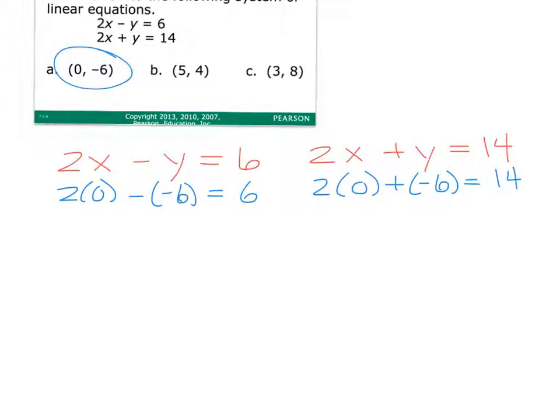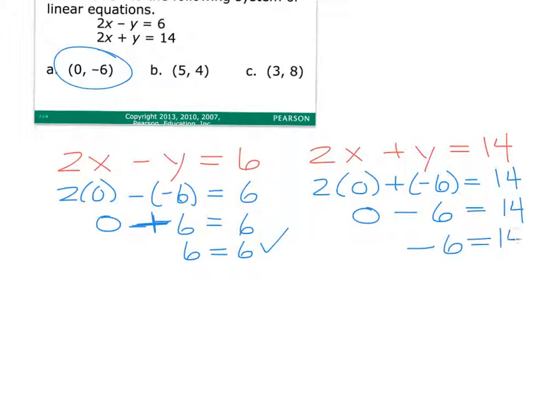So if you look at the first example, 2 times 0 is 0. 0 minus negative 6 is the same thing as 0 plus 6. So you do have a true statement for the first equation. 6 does equal 6. So let's verify the second equation. In the second equation, you have 2 times 0, which is 0, and plus negative 6 is the same thing as minus 6. 0 minus 6 is negative 6. And that's bad. That's a false statement. So because the ordered pair did not work for both of the equations, (0, -6) is not a solution.